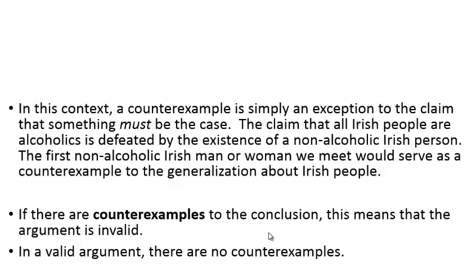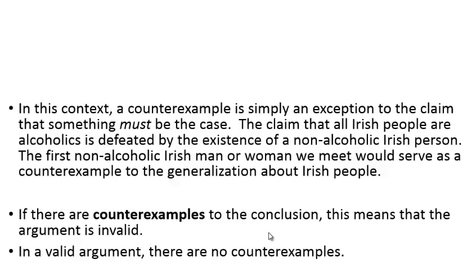We mean basically something like an exception to the claim that something must be the case. So if someone says, for example, all Irish people are alcoholics, this would be defeated by the existence of a non-alcoholic Irish person. So the first non-alcoholic Irish man or woman that we'd meet would serve as a counterexample to that generalization about Irish people. So we'd say, well, it's not always the case that Irish people are alcoholics because some particular candidate, non-alcoholic Irish person, isn't an alcoholic, so that person defeats the general claim.